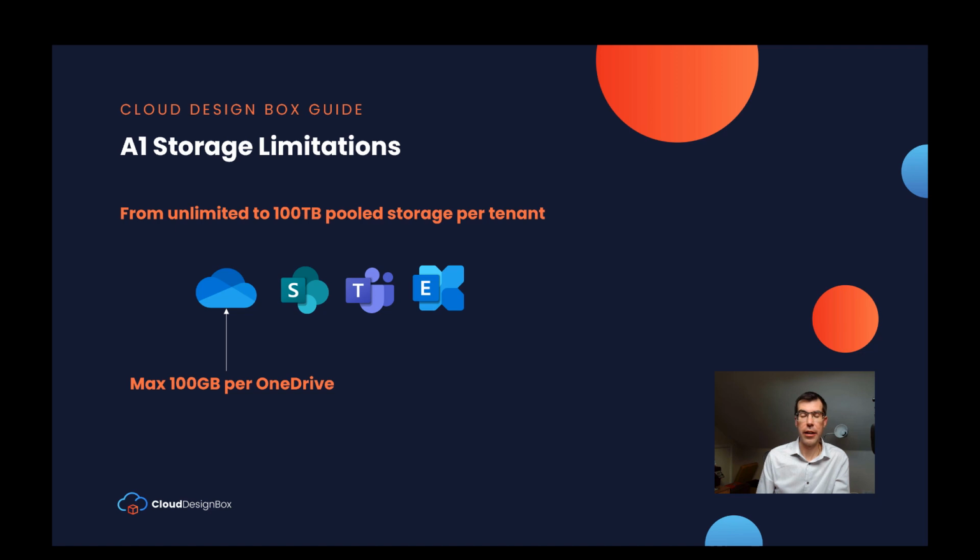In addition to this, individual OneDrives are going to be limited to a maximum of 100 gigabytes per OneDrive. You can make that smaller, but that's the maximum on your A1 licenses. Now, buying staff A3 and A5 licenses will increase your pooled storage by either 50 gigabytes or 100 gigabytes, depending on which license you go for. So for those licenses, you don't really need to worry, but for the pooled storage on A1, you might need to take some extra steps to make the most out of it.